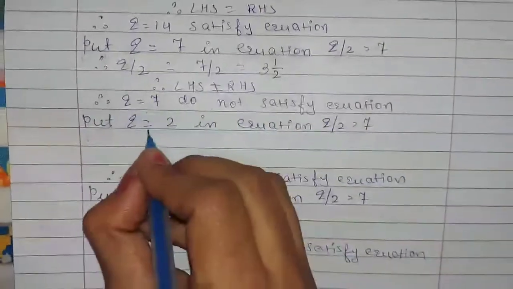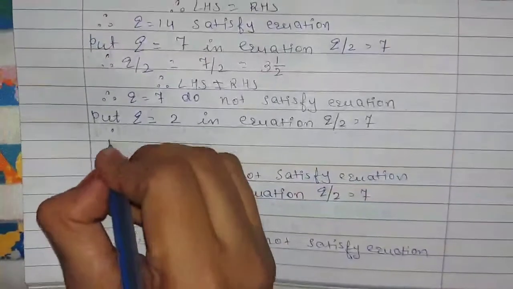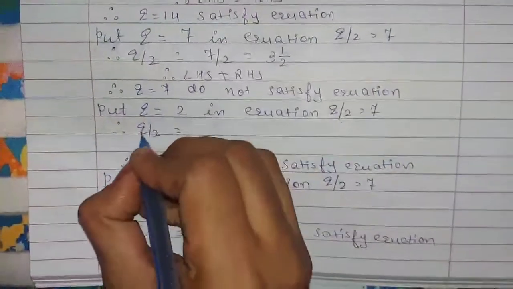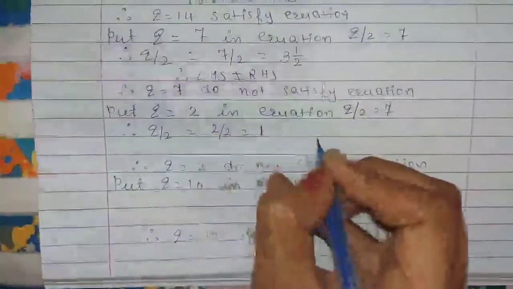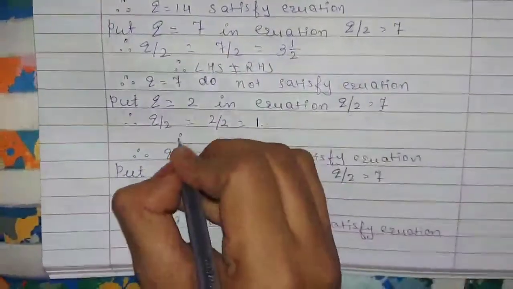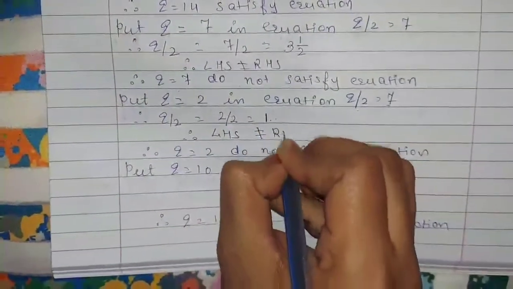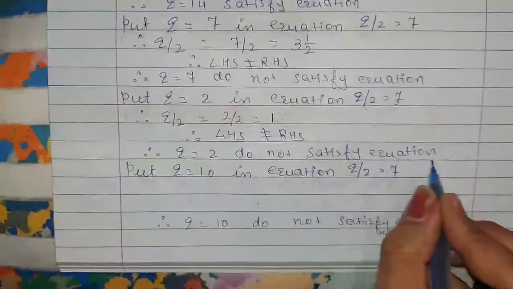Next number, put q equals 2 in the equation q upon 2 equals 7. Therefore q upon 2, that is the LHS of the equation, we will put q equals 2 in the LHS. 2 upon 2 equals 1. 1 is the LHS, the RHS is 7. The values are different. Therefore LHS is not equal to RHS. Therefore q equals 2 does not satisfy the equation.